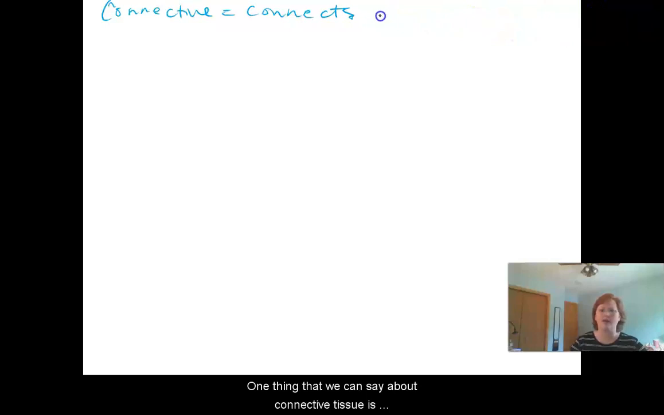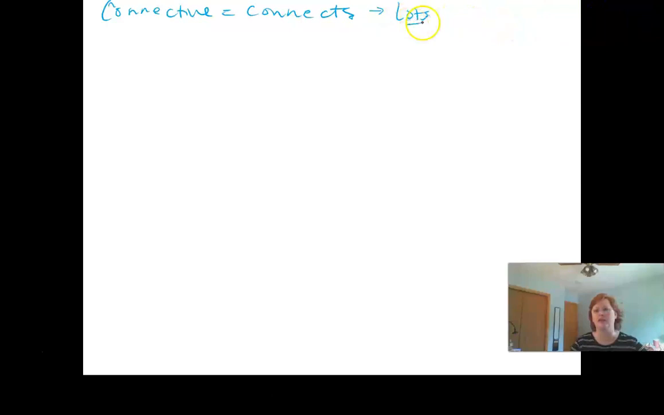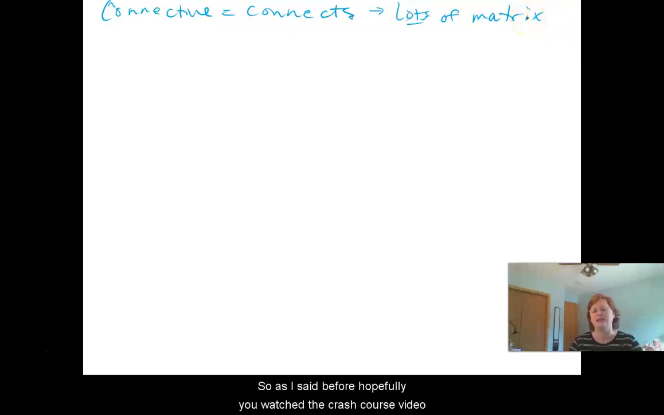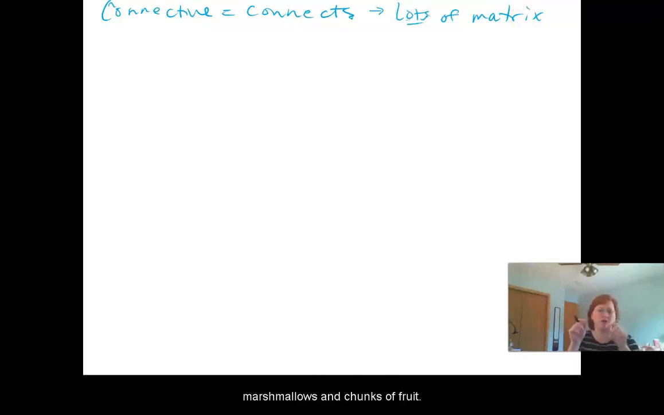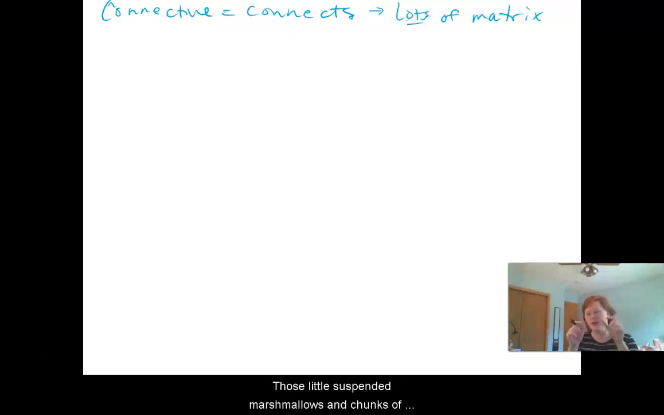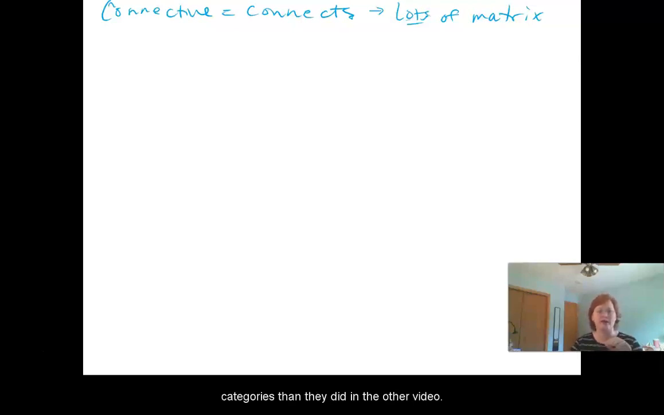One thing that we can say about connective tissue is that it has lots and lots of extracellular matrix. As I said before, hopefully you watched the crash course video, and you noticed that he talked about connective tissue being kind of like that jello with the little suspended marshmallows and chunks of fruit in it. Those marshmallows and chunks of fruit are your cells, and the gelatin is actually the matrix surrounding those cells.